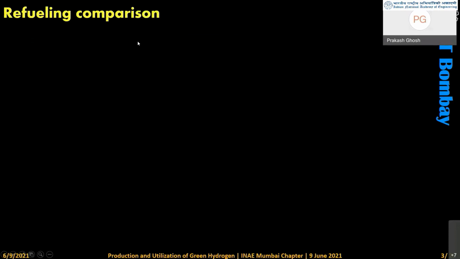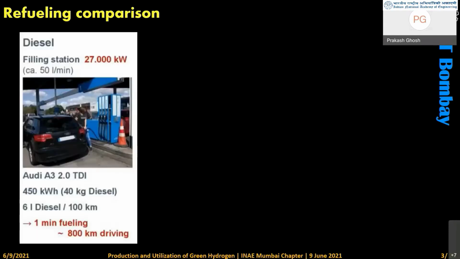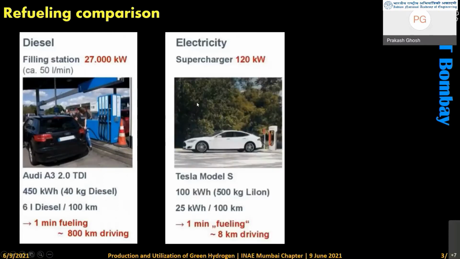The next important aspect where hydrogen helps is the refueling comparison. If you take the present system using diesel and refuel for 1 minute, you can travel 800 kilometers. This is taken from a German website. Now if you take the battery system with a 120 kilowatt supercharger, and you charge for 1 minute, you can travel 8 kilometers. So this is one of the major disadvantages.